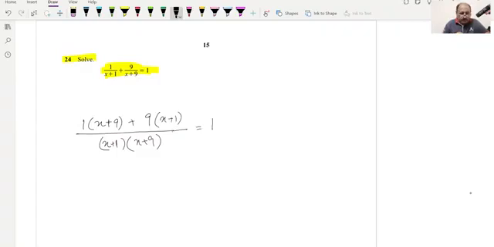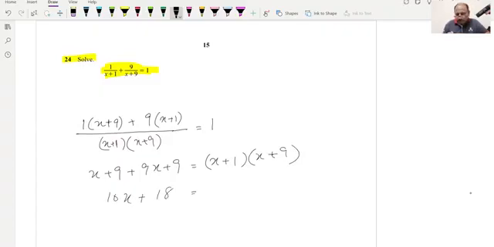Now we can cross multiply and open the brackets of the numerator. So x plus 9 plus 9x plus 9 is equal to, we will multiply x plus 1 and x plus 9. Further we can open the brackets, and this will be 9x plus x will be 10x plus 18. 9 plus 9 is 18, and x into x will be x squared, and plus x into 9 will be 9x, plus 1 into x will be x, plus 1 into 9 will be 9.